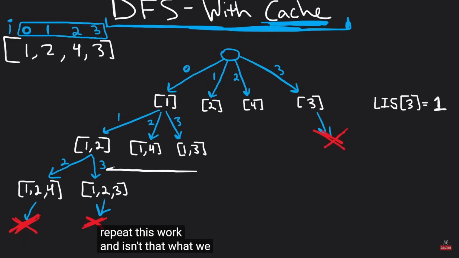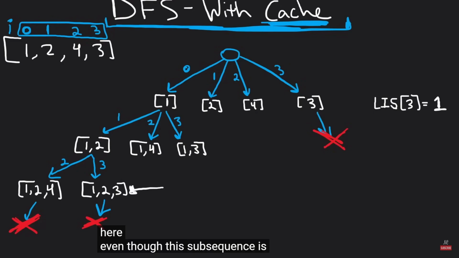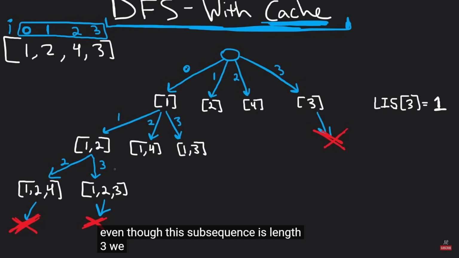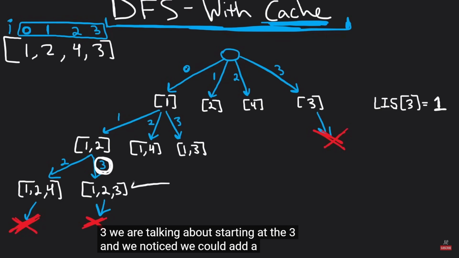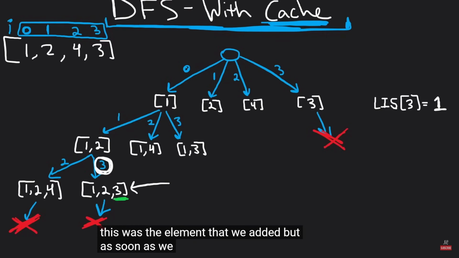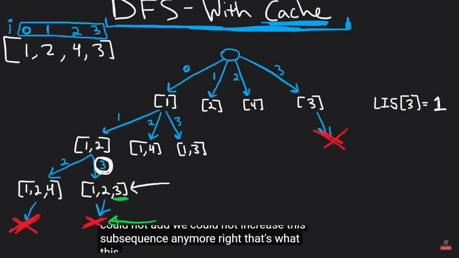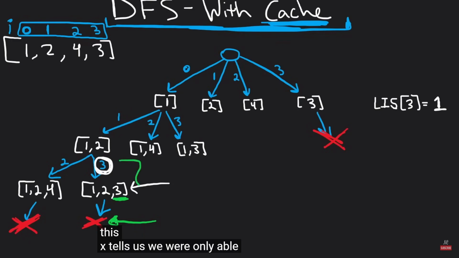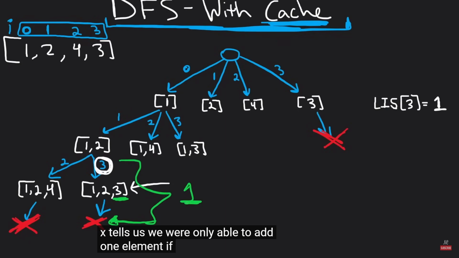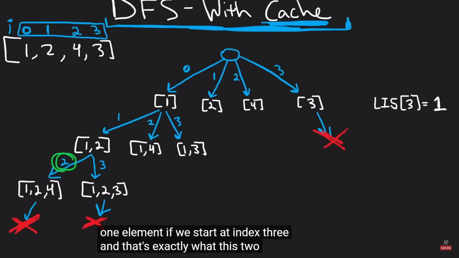And isn't that what we just learned over here? Even though this subsequence is length 3, we are talking about starting at the 3, and we noticed we could add a 3 to it, right? This was the element that we added, but as soon as we added that 3, we could not increase this subsequence anymore, right? That's what this X tells us. We were only able to add one element if we start at index 3.